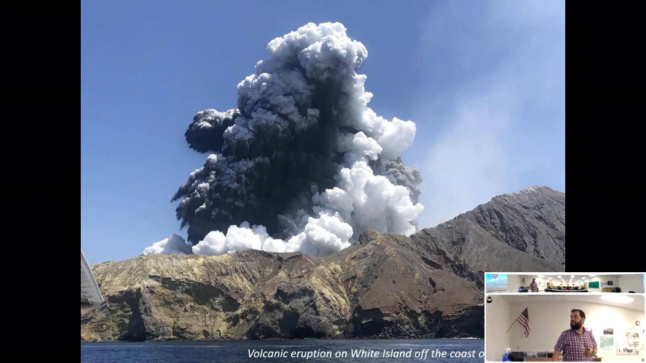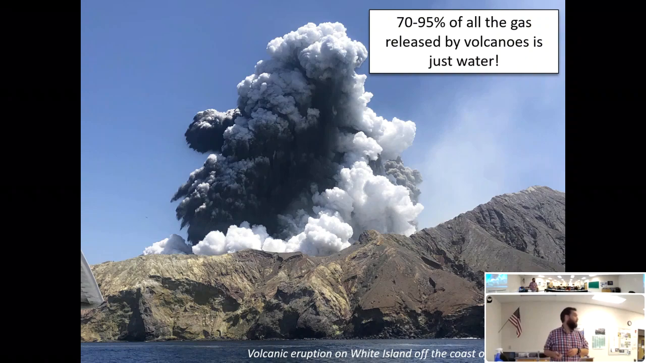So there's a volcanic eruption off the coast of New Zealand. A lot of this gas being released is just water. 70 to 95% of the gas released from a volcano is water. So that's probably a big source of Earth's water. Do that over 100 million years, and you're going to build up a lot of water on Earth's surface.